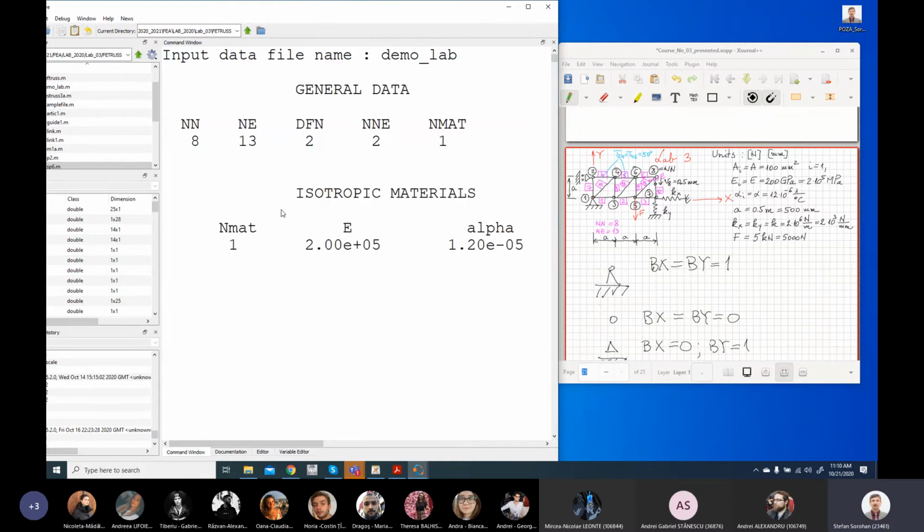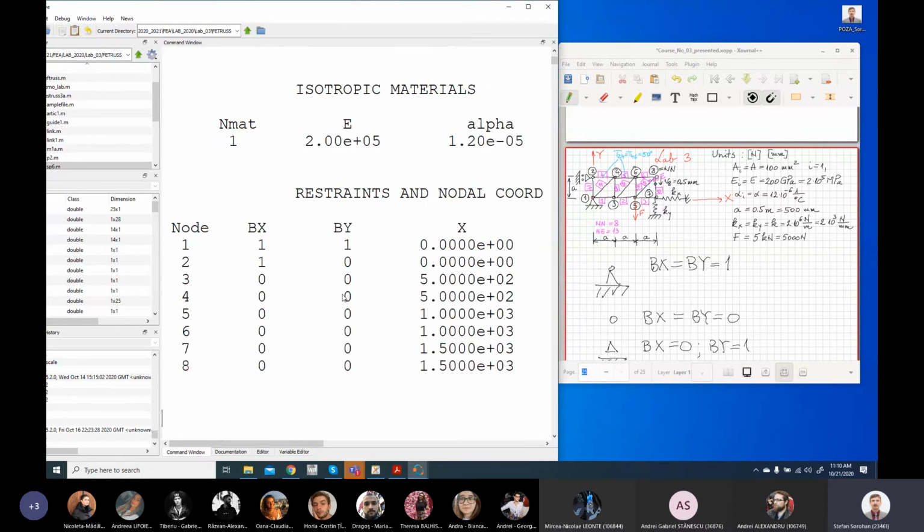Please respect that. Let's check the number of nodes, 8, 13, it's okay. Degree of freedom is the same for all. One material, it's good here. Enter. Blocked. Node 1 is fixed, that's okay. Node 2 is only on X, that's correct. The remaining ones are 0.